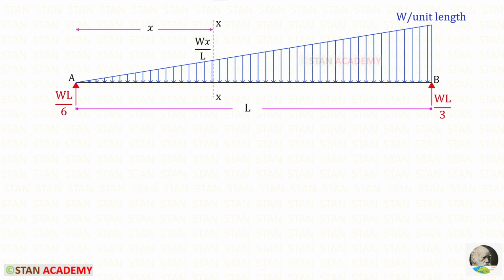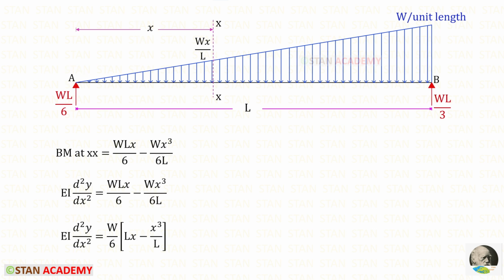Using Macaulay's method, we are going to find the expressions for deflection and slope. For that, we have to make a section. You can see that I have made a section XX at a distance of x from the point A. We need to find the moment in this section, which we have done already. We just have to copy that.